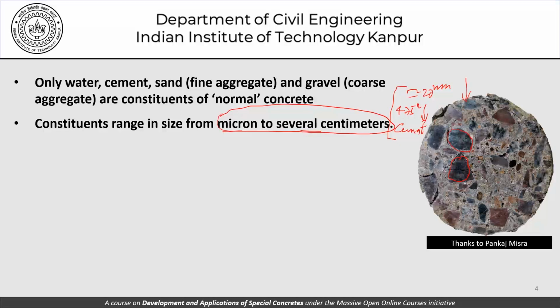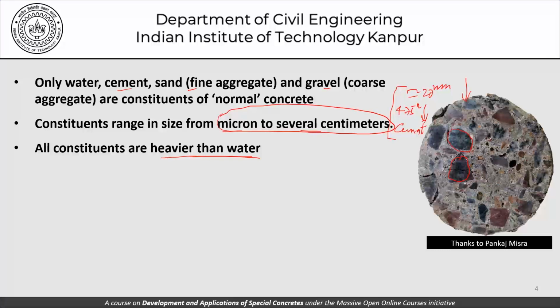It's about 2 to 3 centimeters in the normal case. Of course, we have 40 mm aggregates and we have larger plums which are used in special concretes, but that's something which is beyond the normal. All these constituents, whether it is cement, sand or coarse aggregate, all of them are heavier than water. So this is a very important assumption, or that's the very important point that you need to keep in mind.